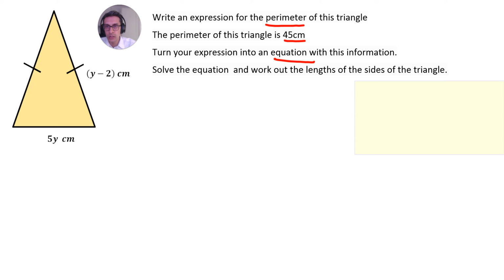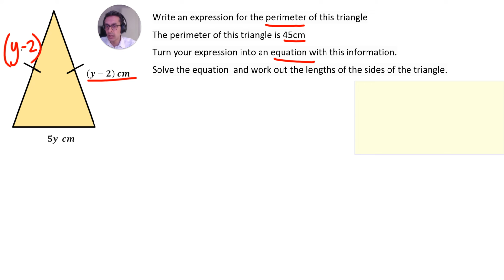So first thing we want to do is just look at the shape and spot any interesting facts about this. We can see that those two symbols have a meaning. They're kind of like the little arms of the triangle. They're telling you that these two lengths are equal. So we can label this length here as y minus 2, because that's going to be the same as the right hand side.